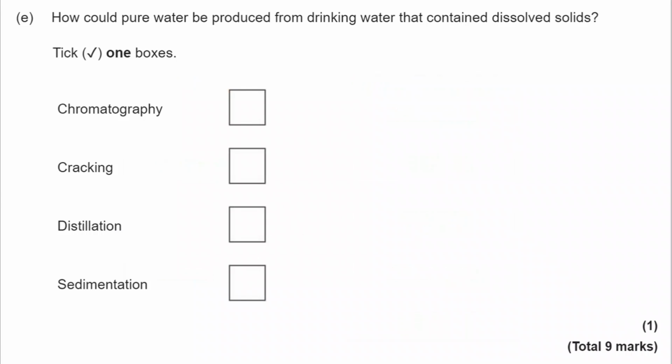Finally, part E, we're ticking one box only. How could pure water be produced from drinking water that contained dissolved solids? So we want the water kept behind here. That means we have to choose distillation.